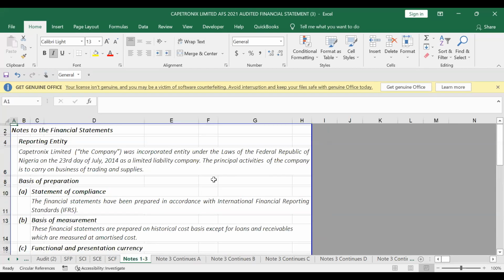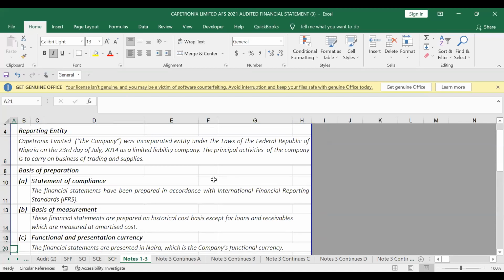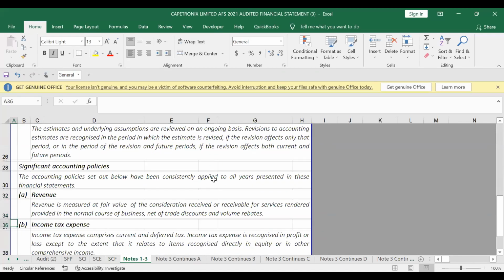You have the notes to the accounts telling you about the reporting entity, statement of compliance, basis of measurement. It talks about a lot of other issues.